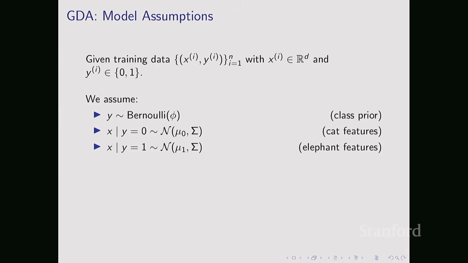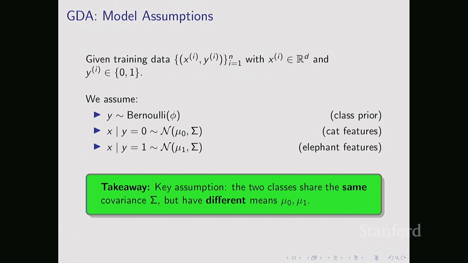And perhaps not surprisingly, this is the distribution for the elephant features. The big difference is right here. They have different means. We wanted to wiggle the smallest amount possible. Okay? That's pedagogical, not necessary. That's what GDA does. So the takeaway assumption is the two classes share the same covariance, but they have different means, and now we want to find those means from data.